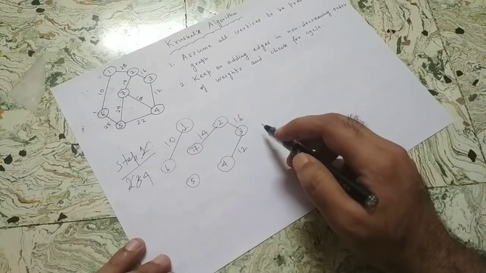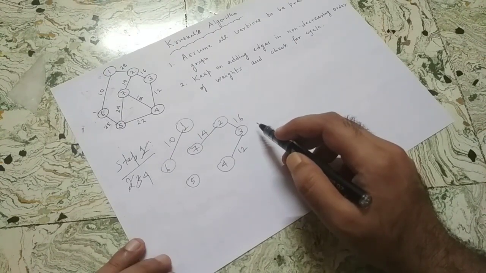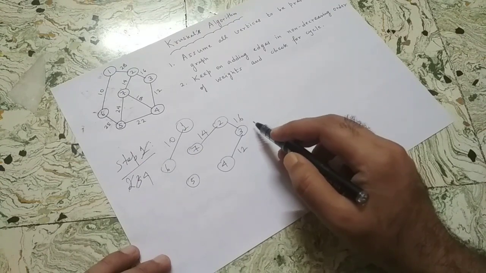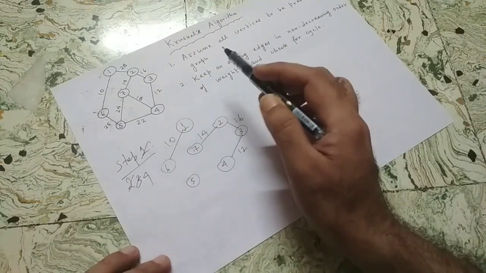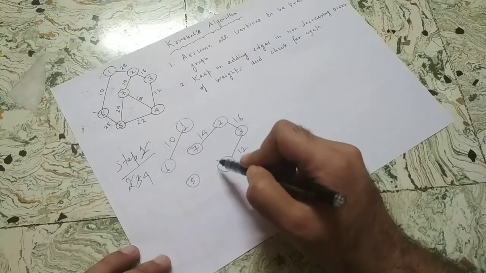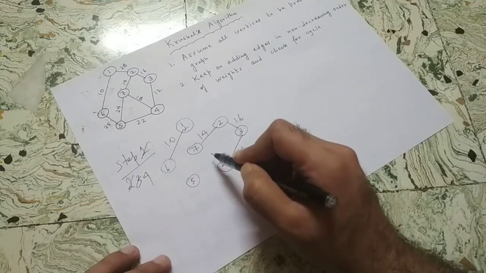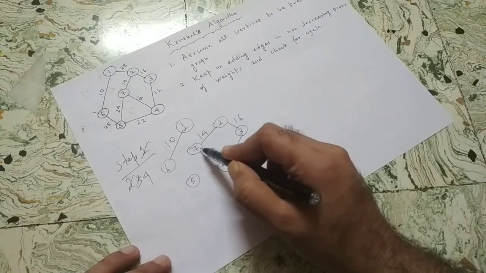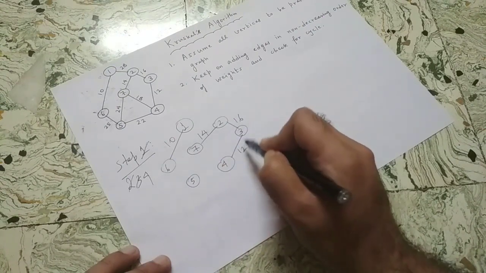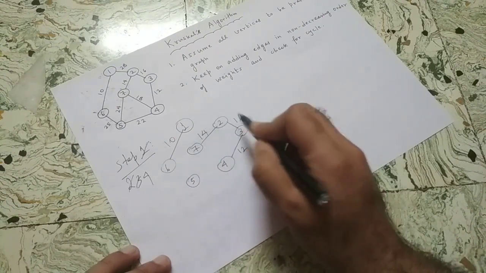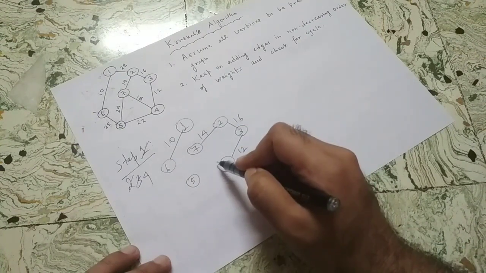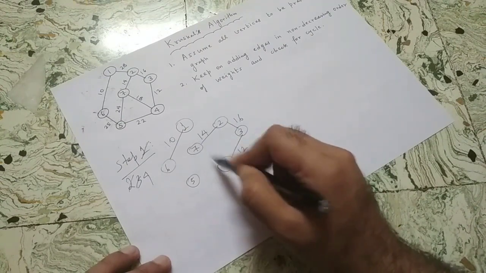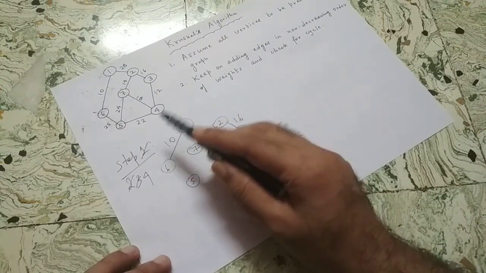And next, what should I do? I should look for the edge having the next higher value after 16. After 16, the next higher value is 18, the edge connecting 4 and 7. But if I include 18, you can imagine that this pattern will be completed and it will lead to a cycle. So I cannot add this edge, the edge connecting 4 and 7.